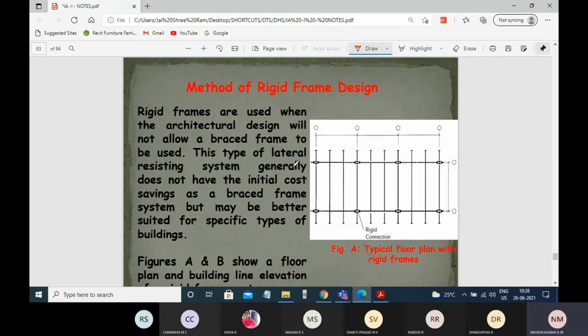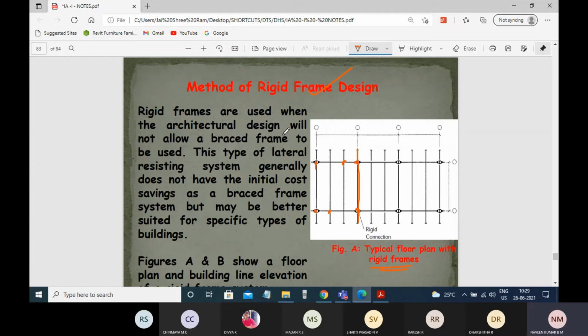Okay, if you see the method of rigid frame design, this is the typical floor plan with rigid frames. This is the rigid frame, and these are the rigid connections between the members, right? Rigid frames are used when architectural design will not allow a braced frame.